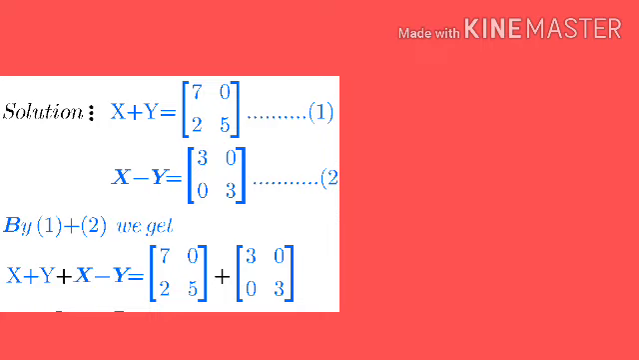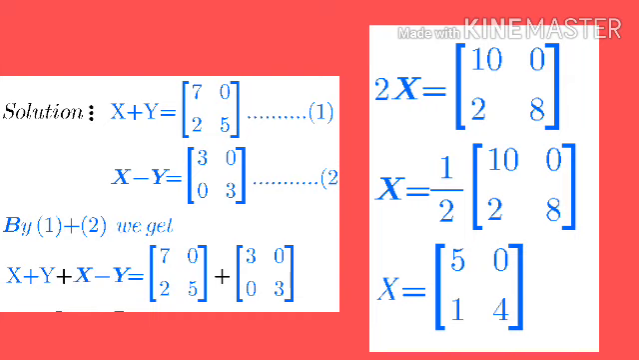Since x plus y is [7 0; 2 5], call it equation number 1, and x minus y is [3 0; 0 3], call it equation number 2. By adding 1 and 2 we get x plus y plus x minus y, here y cancels out, and on the right side [7 0; 2 5] plus [3 0; 0 3]. Now x and x make 2x, and on the right side find the sum of these two matrices. So 7 plus 3 is 10, 0 plus 0 is 0, 2 plus 0 is 2, and 5 plus 3 is 8. So here 2x is equal to [10 0; 2 8].